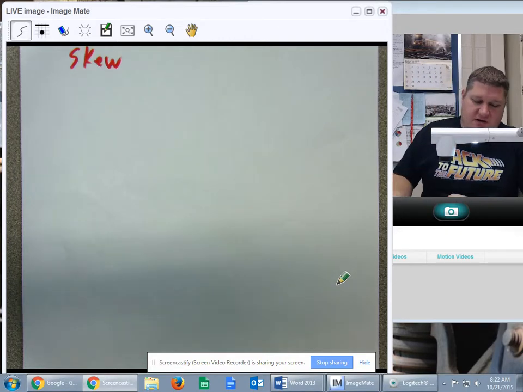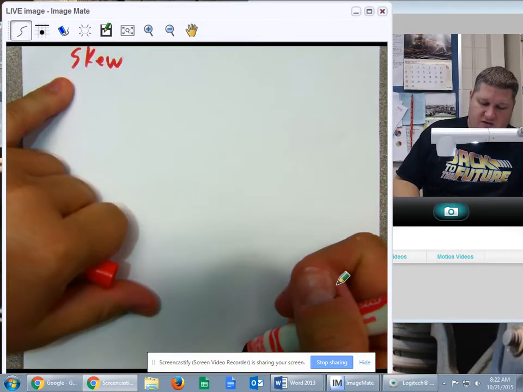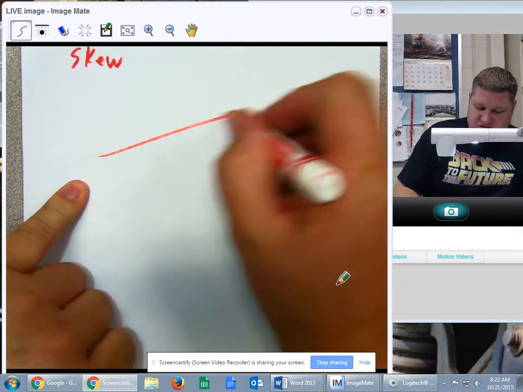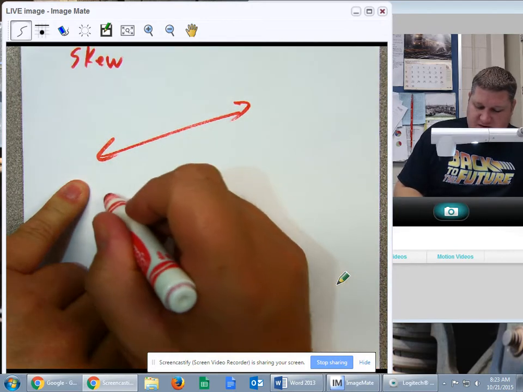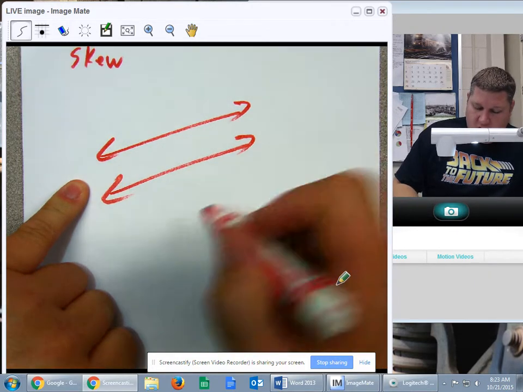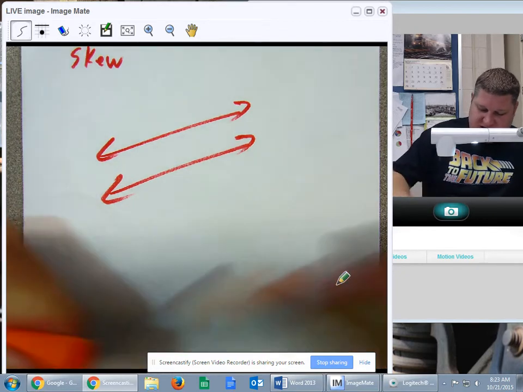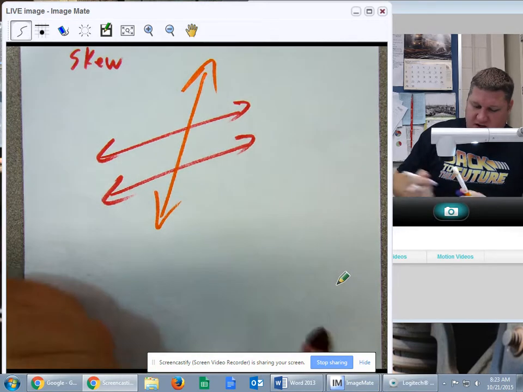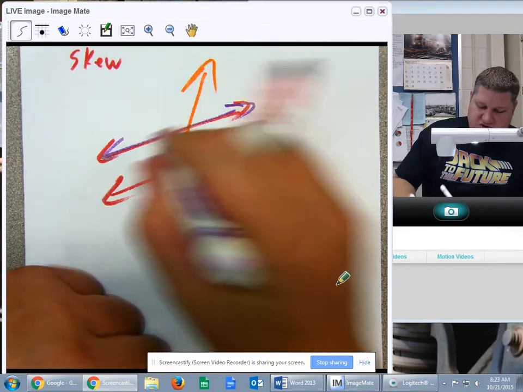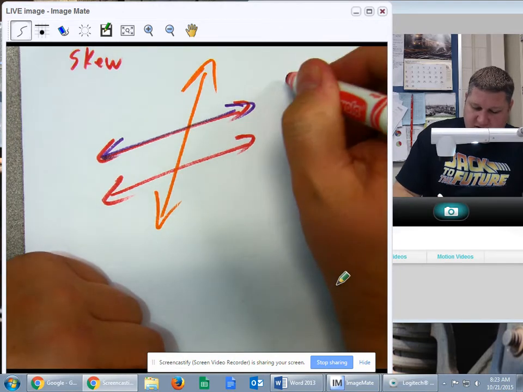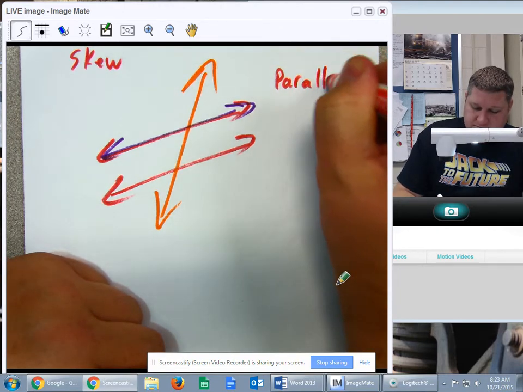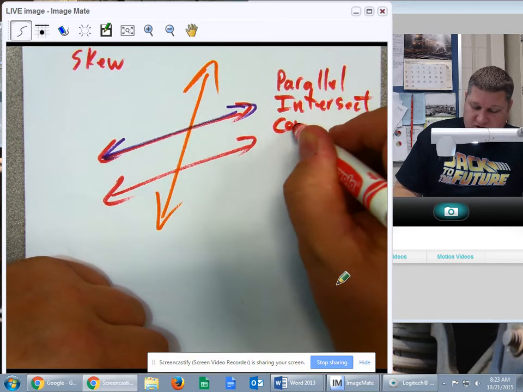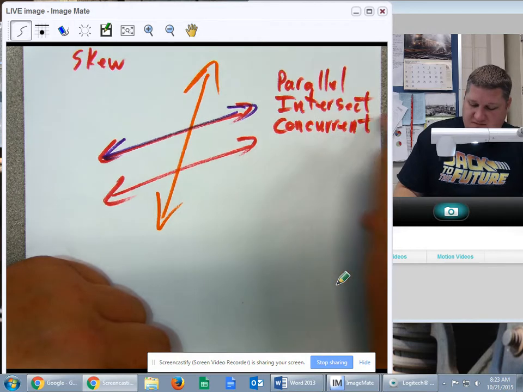Okay, ladies and gentlemen, real quick, let's talk about a very quick subject called skew. Now, anytime you have lines in two dimensions, we have lines that are either parallel, or we have lines that are intersecting, or we have lines that literally lie right on top of one another. So in two dimensions, we have parallel, intersecting, and we have concurrent, which is right on top of each other.